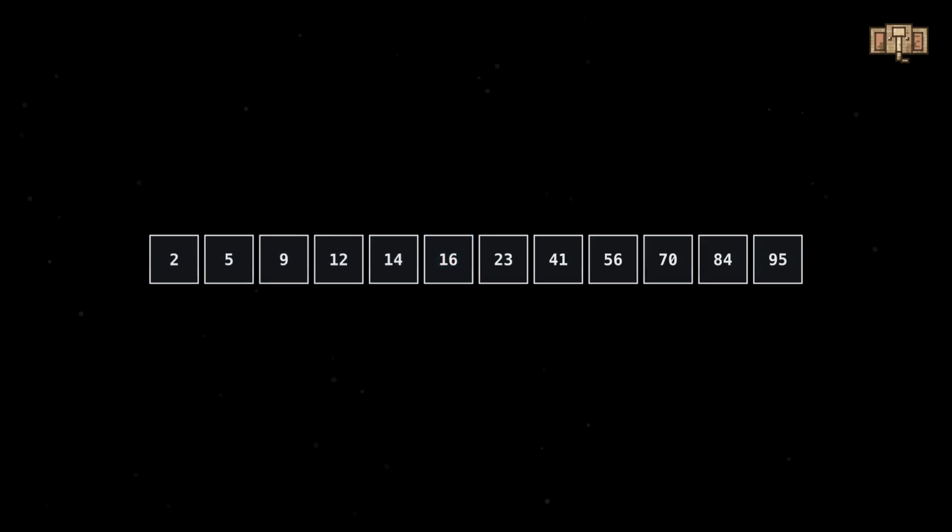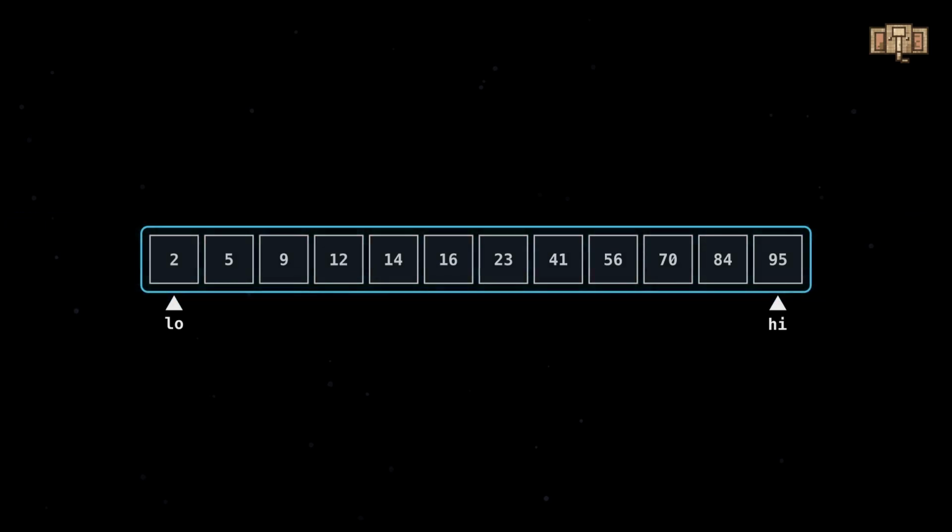To run that safely, we hold one promise the whole way down. The answer always lives between a low marker and a high marker. The window between them is the only place it can be. Each step we slide one marker inward, never past where the answer could be. Keep that promise, and the window can only shrink around the truth.